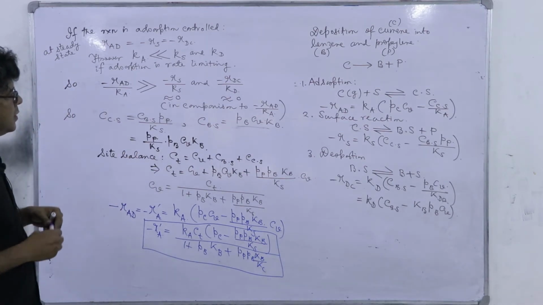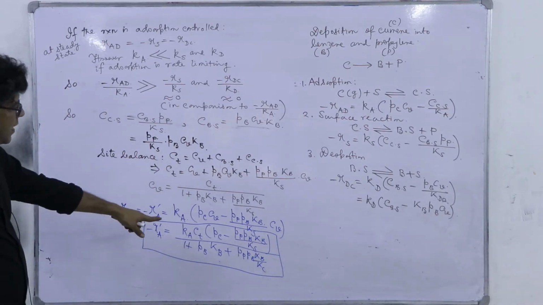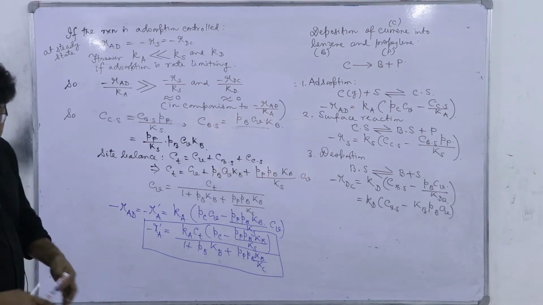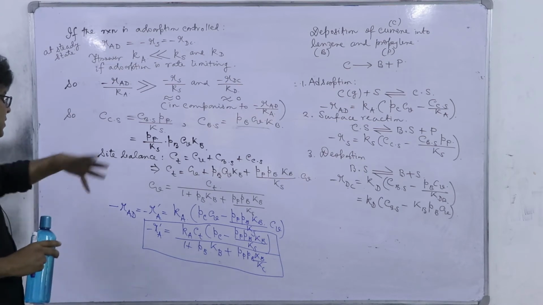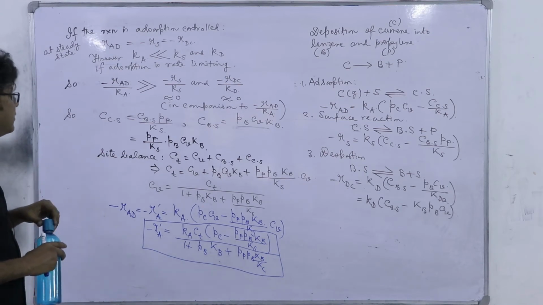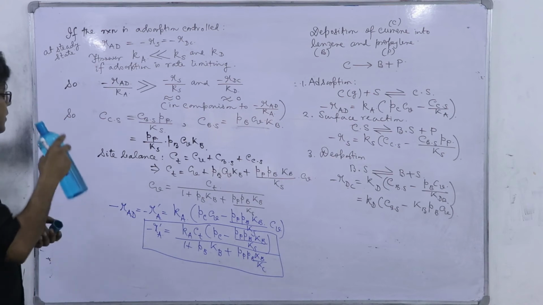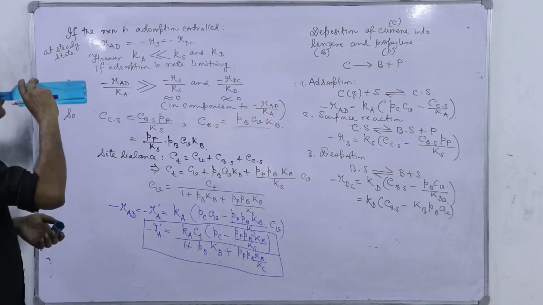Right. Now, the question is, if I have this expression, how can we experimentally justify, or experimentally outline some protocol by which we can understand that okay, adsorption is the rate controlled step.